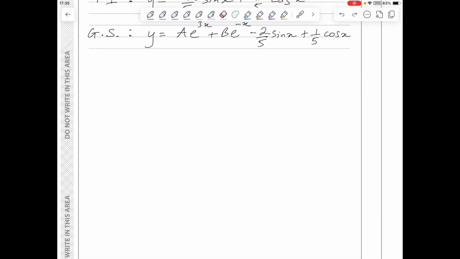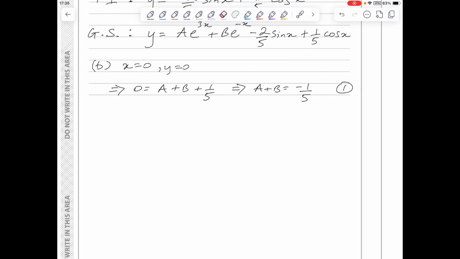So now let's use the boundary conditions that I'm given. When x is 0, y is 0. And if I substitute this into the general solution, I will get 0 is equal to a plus b plus 1 over 5. So a plus b is equal to minus 1 over 5.